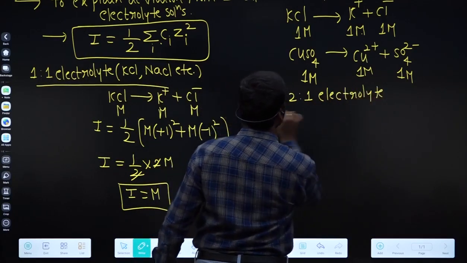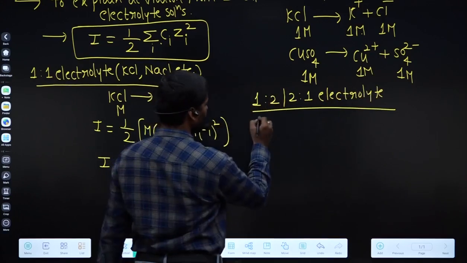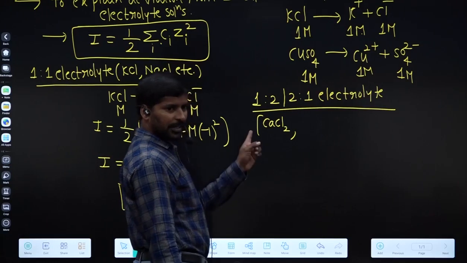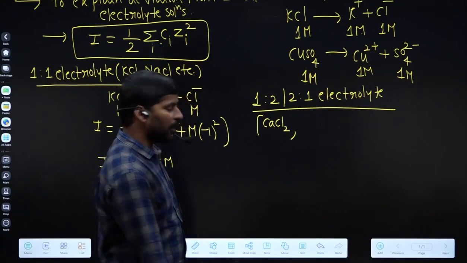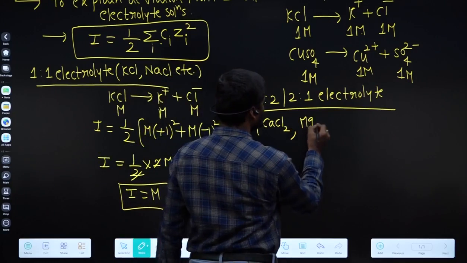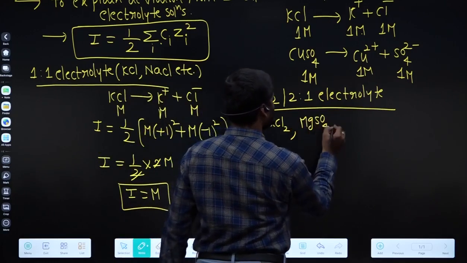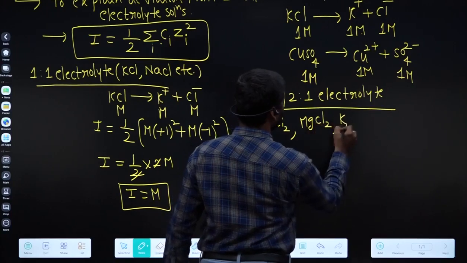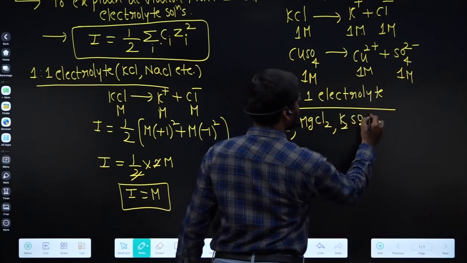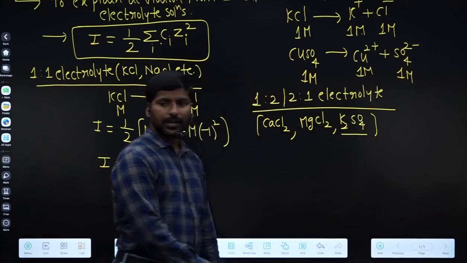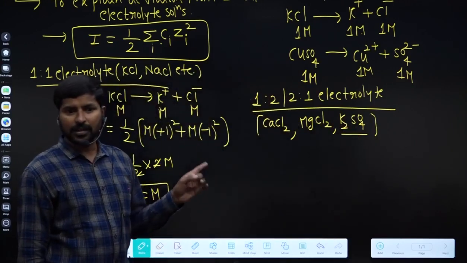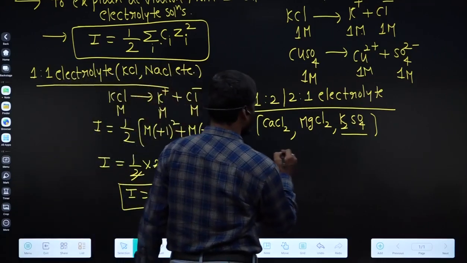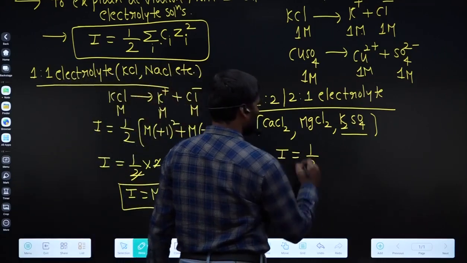And if you see for 1:2 electrolyte or 2:1 electrolyte, for example calcium chloride, a 2:1 electrolyte, charge number on cation is 2, charge number on anion is 1. Magnesium chloride, potassium sulfate. Potassium sulfate is an example for what? 1:2 electrolyte, charge number on cation is 1, charge number on anion is 2. Okay, now if you substitute in the above equation, I is equal to 1 by 2.